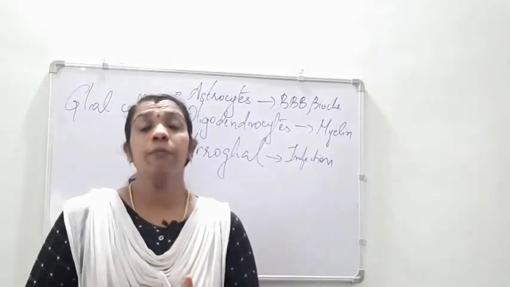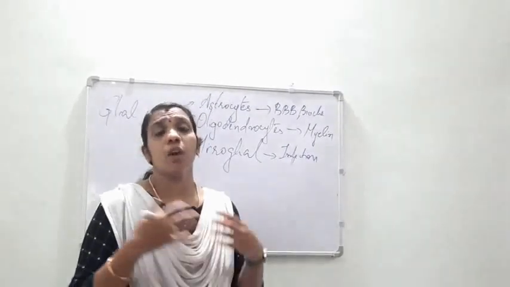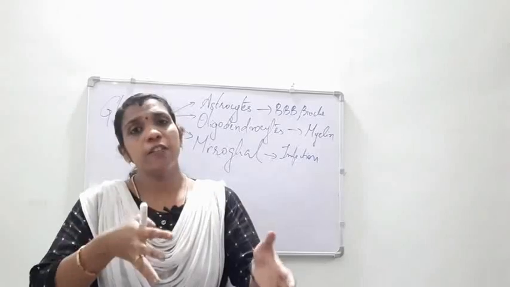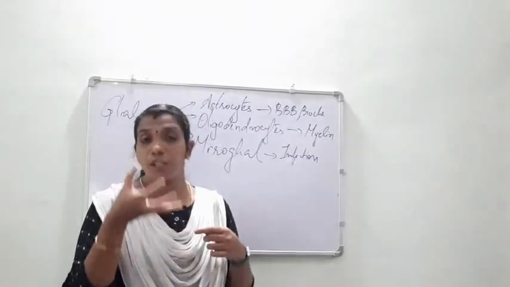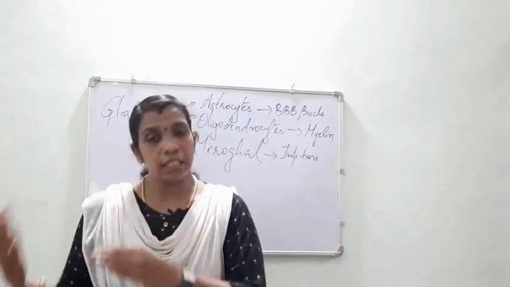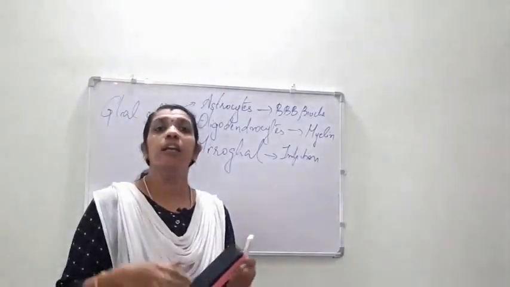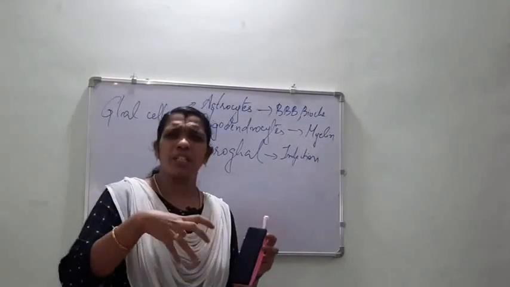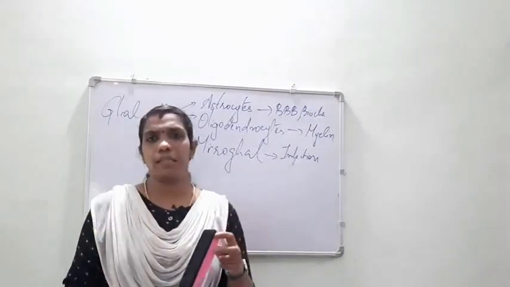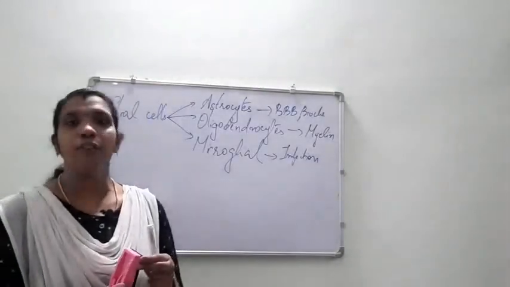Next we will talk about synapses. We all know that a synapse is formed between nerve cells, or between nerves and muscles. The synapse is responsible for the transmission of impulses from one nerve cell to another nerve cell, or from one nerve cell to muscle. So regarding synapses, we'll go to the structure of the synapse.